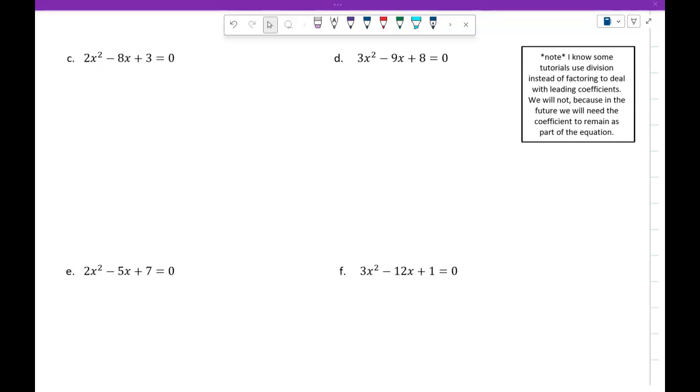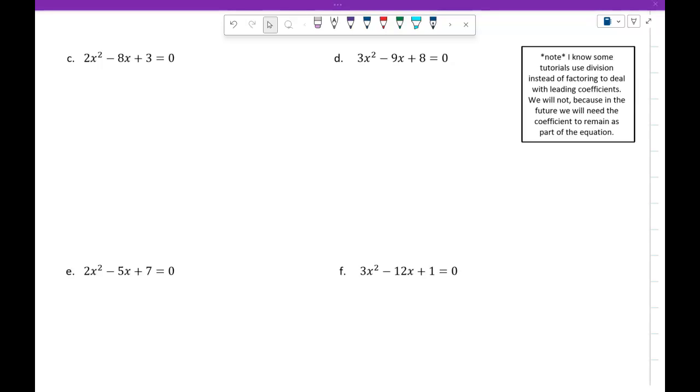Now let's take a look at how to complete the square when we have a leading coefficient. I added this note to the right to show that we're going to be using a slightly different method than a lot of other examples or tutorials use. They'll use division to get rid of the leading coefficient. We're not going to do that, specifically because in future lessons we can't divide out the coefficient. We need to keep the coefficient there, and that skill is much more important than being able to solve a quadratic by completing the square.